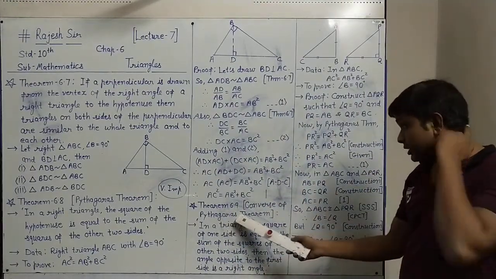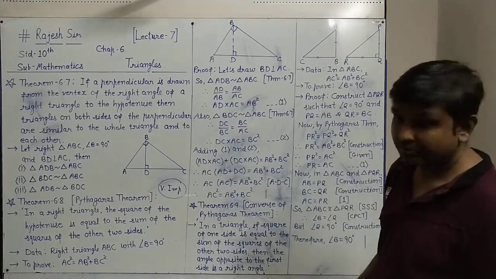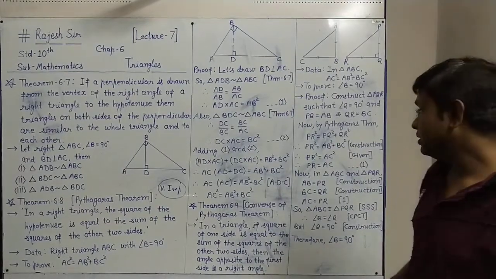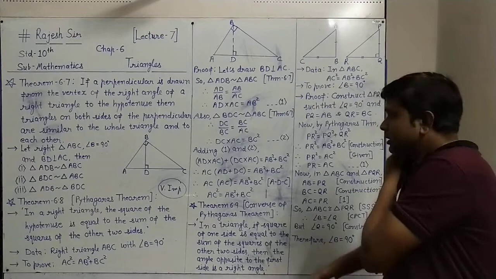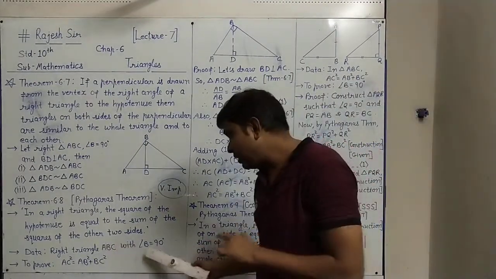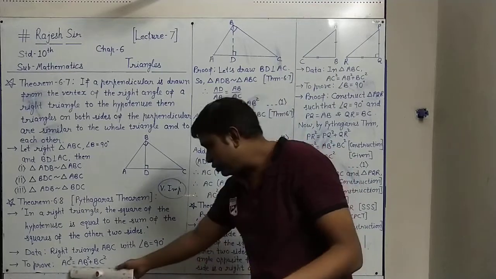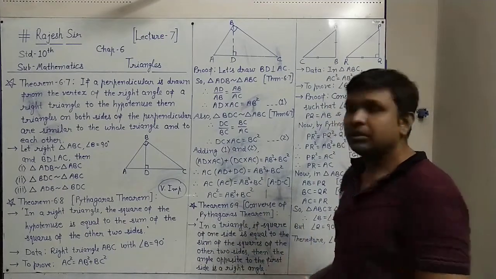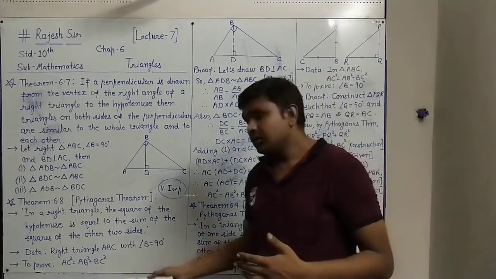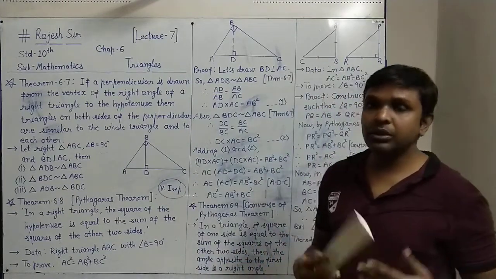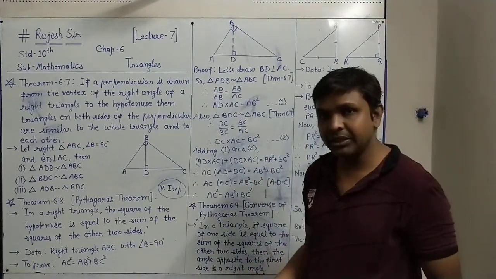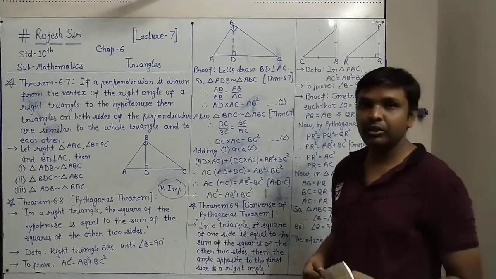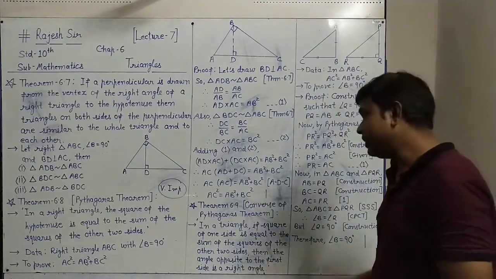Now next we have theorem 6.9 as the converse of Pythagoras theorem. This theorem is called converse. When you see the statement you will understand why it is called the converse of Pythagoras theorem. In Pythagoras theorem, what was given? The right angle was given, and we had to prove the hypotenuse square equals the sum of the squares of the other two sides. In its converse it will be reversed. The square of one side equals the sum of the squares of the other two sides is given. Then we have to prove that the angle opposite to that first side is a right angle. That is the statement here.